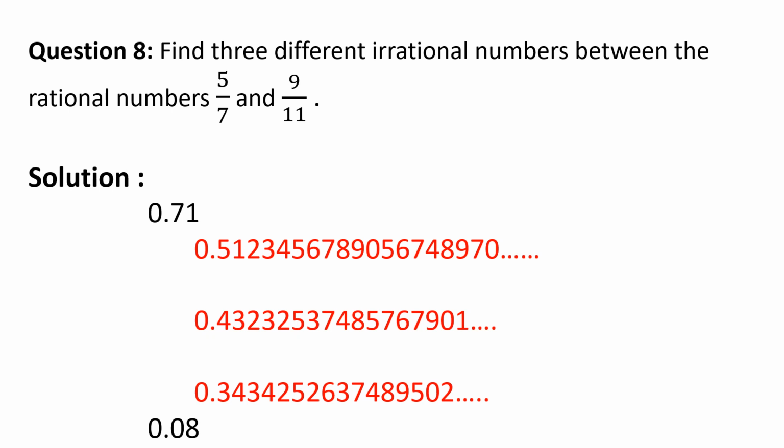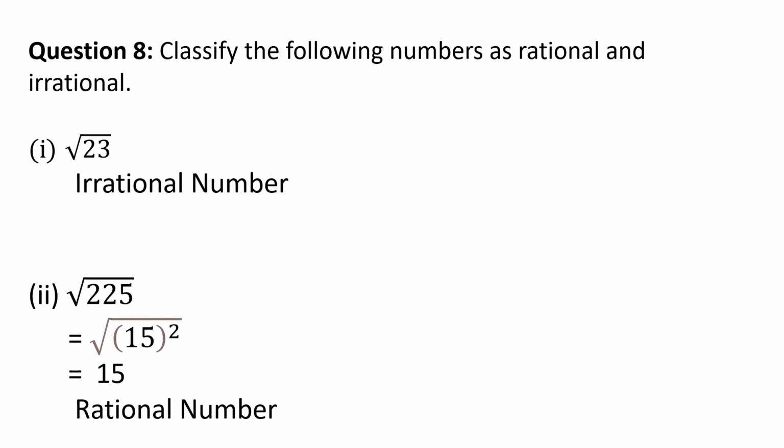Okay, so the next one. Now the next question is, classify the following numbers as rational and irrational. Now this is also easy because we have been doing this for a very long time. So let's see, how do we do this? Root 23, is it rational or irrational? To look at whether it's rational or irrational, what do we do? First we look at the number, right? So inside, what is it? 23. Now 23, is it a square of any number?